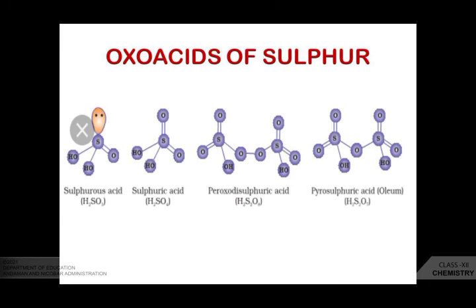Children, there is something common between all the oxo acids of sulfur: all of them have a tetrahedral geometry and consist of at least one S=O bond and at least one S bonded with OH. So children, these are about the oxo acids of sulfur.